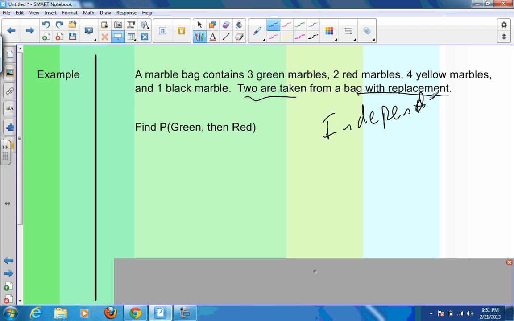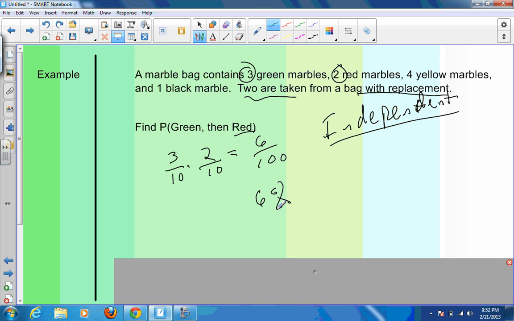Geez, I didn't spell this right. Independent. Okay. So here we go. I'm going to find the probability of getting a green marble. If I add these all up, I got 10 marbles total, so that's my denominator. And there are a total of 3 green marbles, so that goes in my numerator. Then I got to find the red. There are 2 red marbles, so I take 2. And because I've put it back, there's still 10 marbles in the bag. I multiply these things together. I get 6 out of 100, and that is 6%.